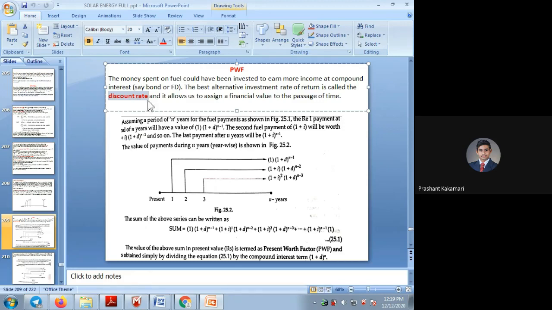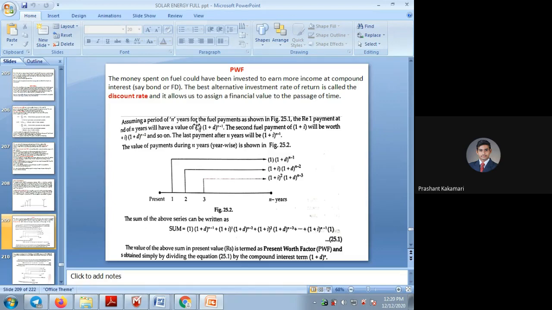And it also allows us to assign a financial value to the passage of time. So there will be some value to these financial things. You may also get a good resale value because of the renewable energy source. So considering these things with the different discount rates for the different years, they have written these equations.